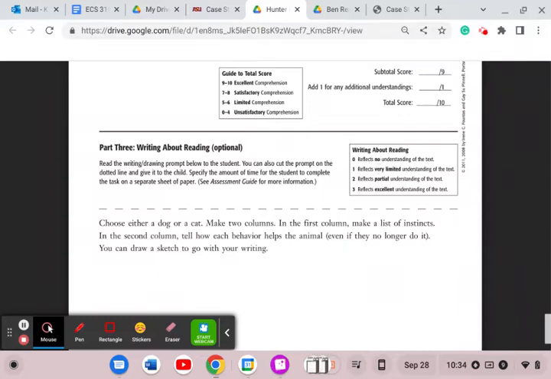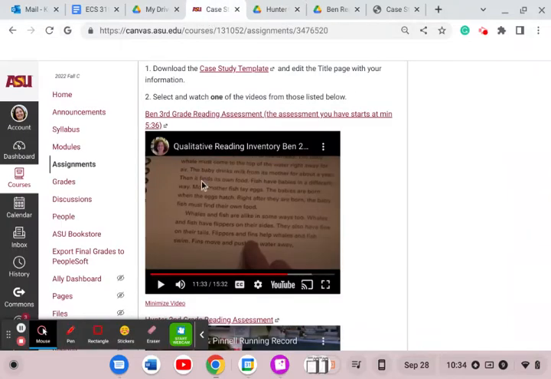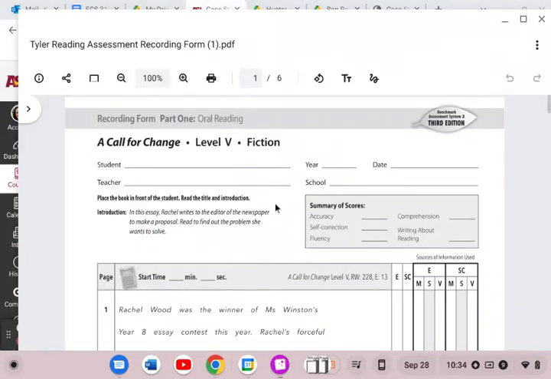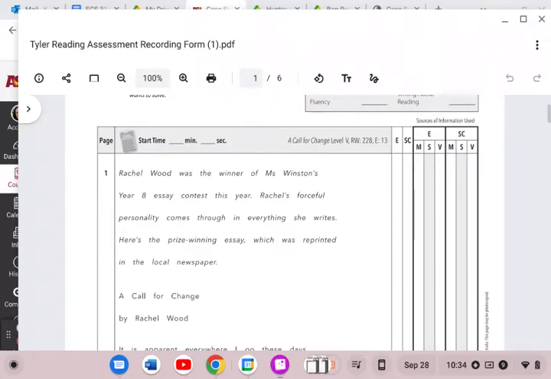You are going to get a comprehension score. You are going to get a fluency score here, which Ben did not have. And then you are going to get a word per minute. So Tyler's looks a little different, but again, much the same.